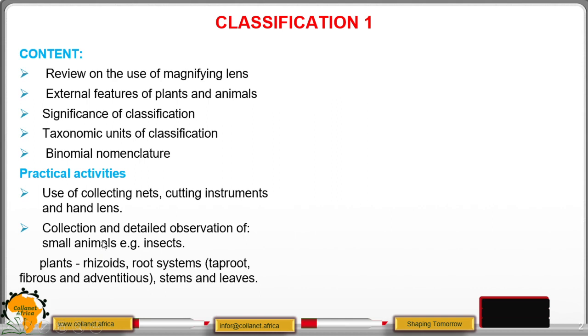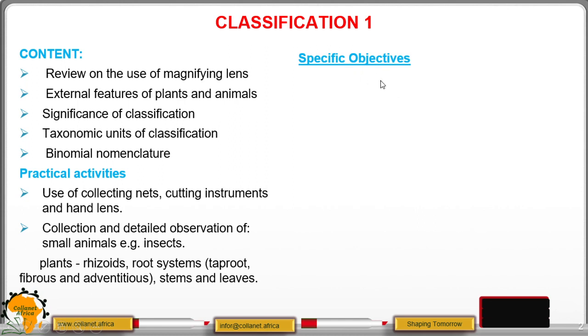We shall also look at collection and detailed observation of plants, parts of plants like rhizoids, root system, whether they have taproot or fibrous or adventitious roots, and also stems and leaves.